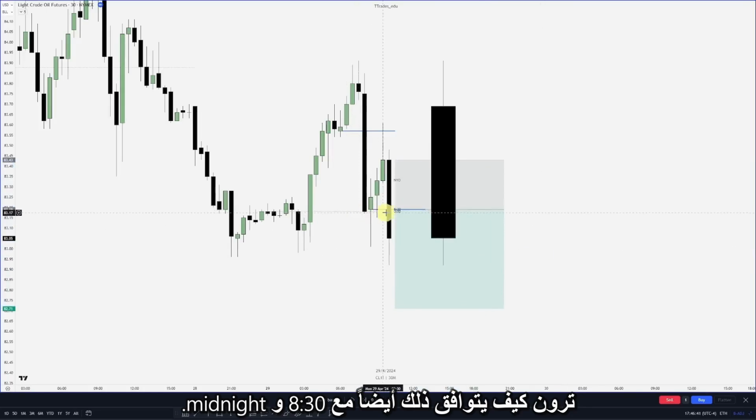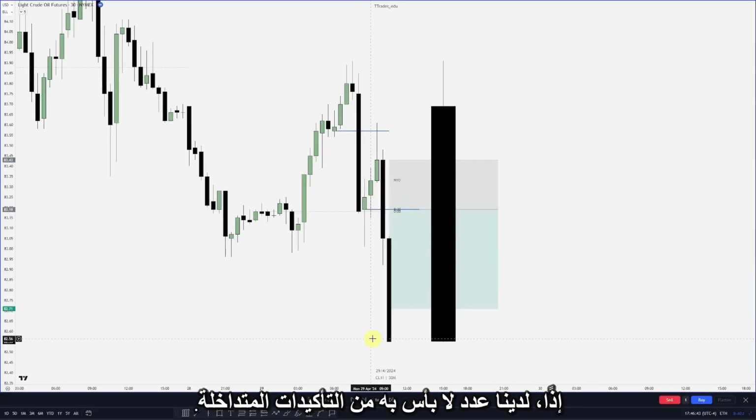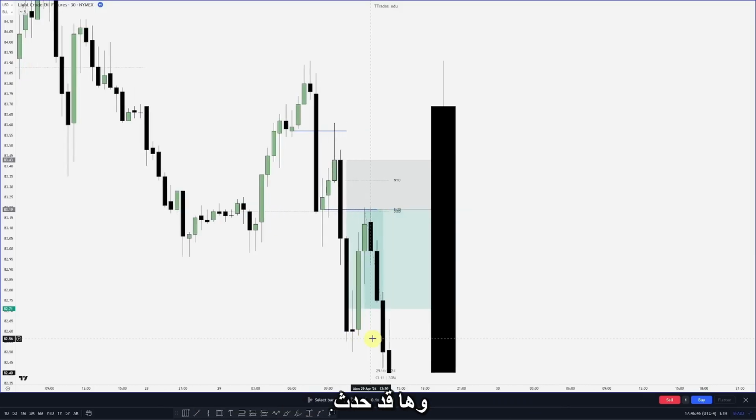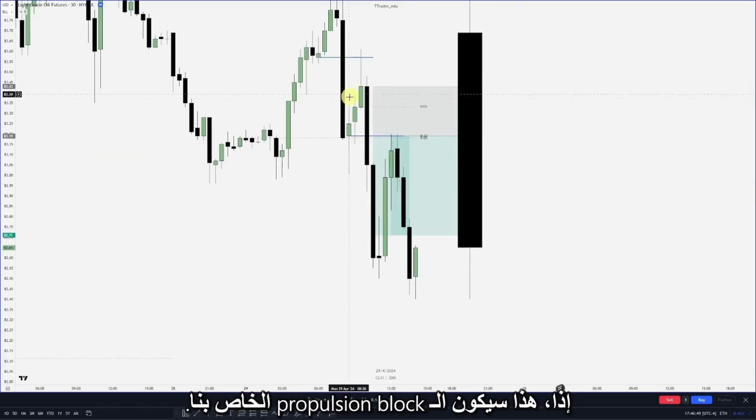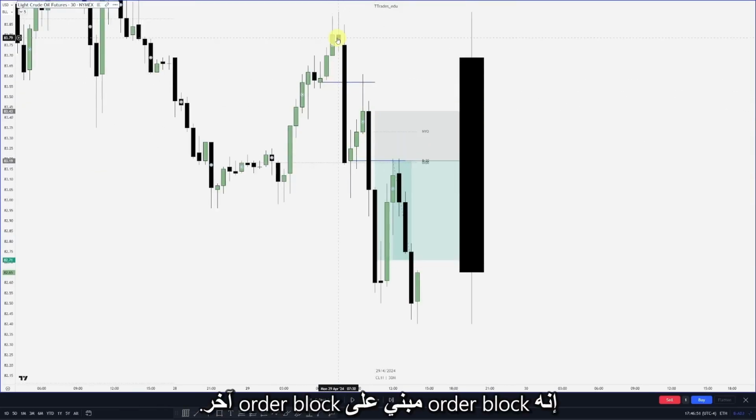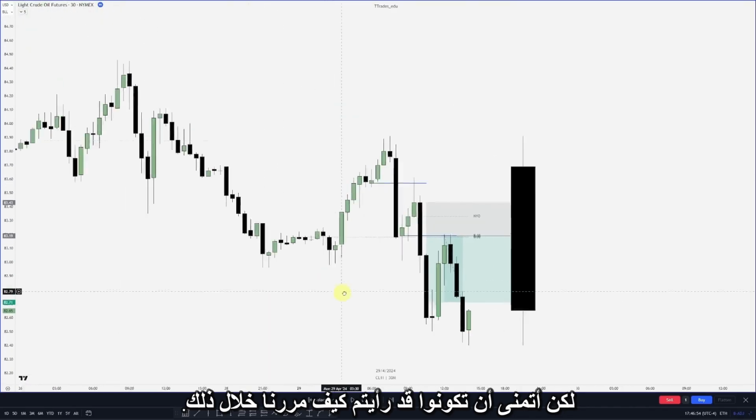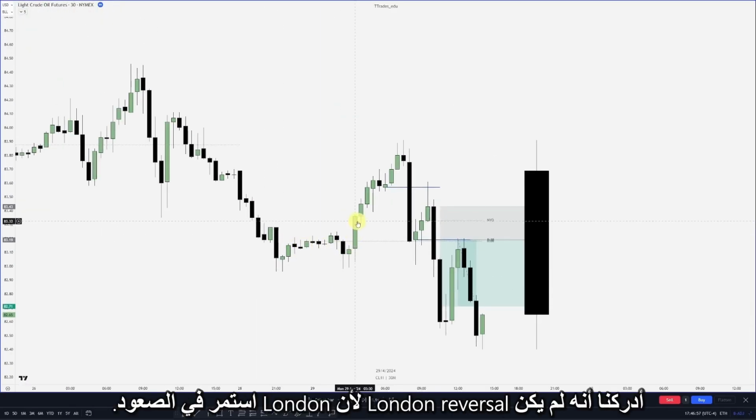You see how it's also lined up with 8:30 and midnight. So we have quite a few overlapping confluences. And there we go, right? So that would be our propulsion block. It's an order block built off an order block. But I hope you can see how we went through. We realized it wasn't a London reversal because London is continuing higher.